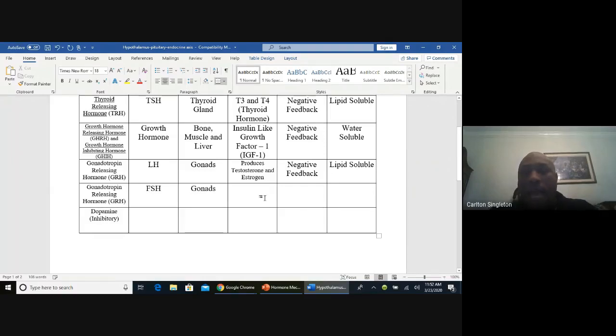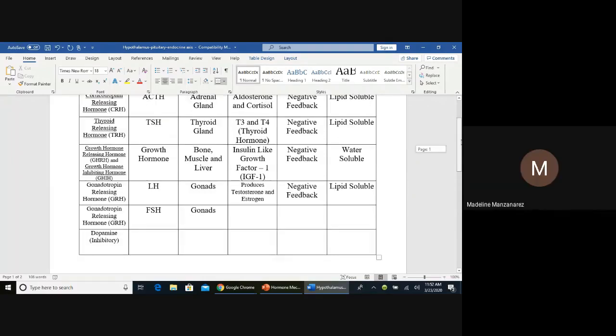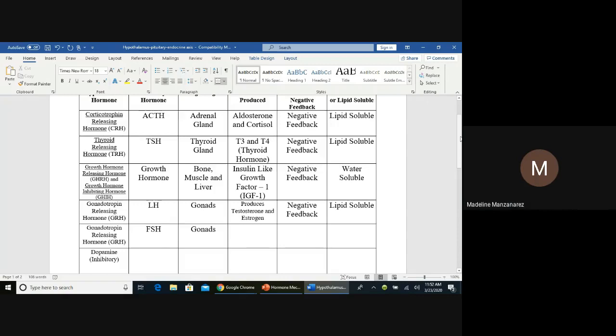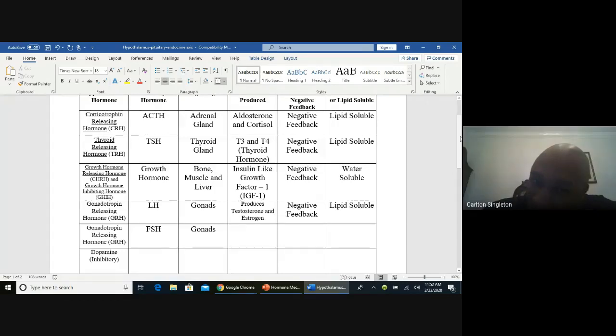Now, the last two are positive? No, this one's still negative too. Now, FSH is different. FSH stimulates the production of sperm, or the release of eggs if you're a woman.